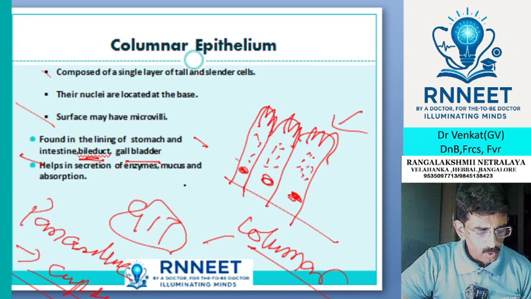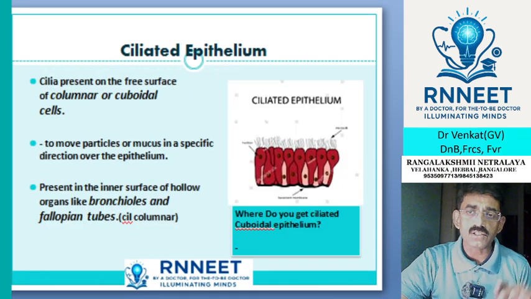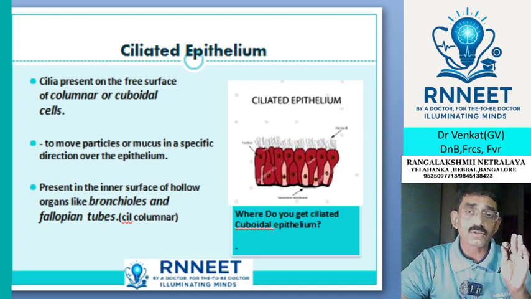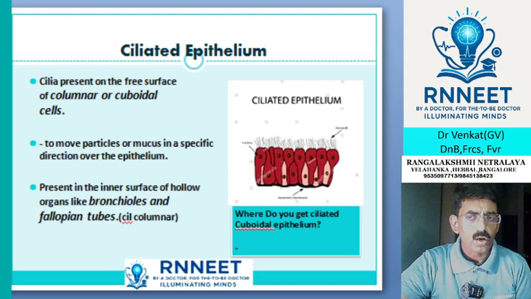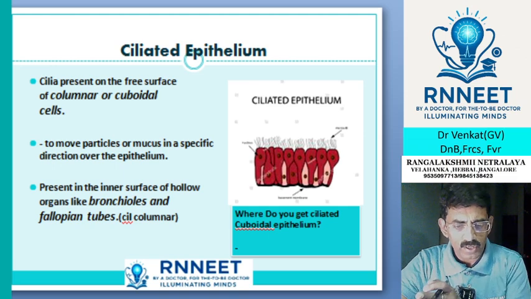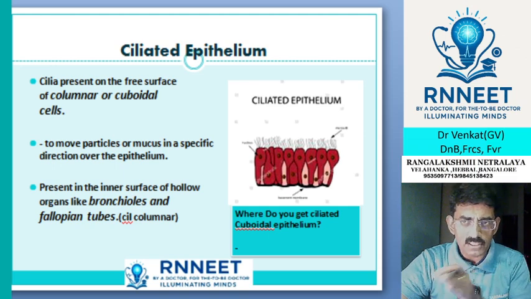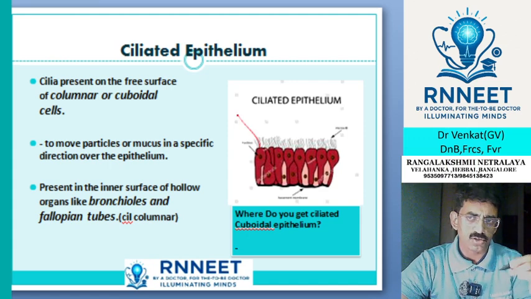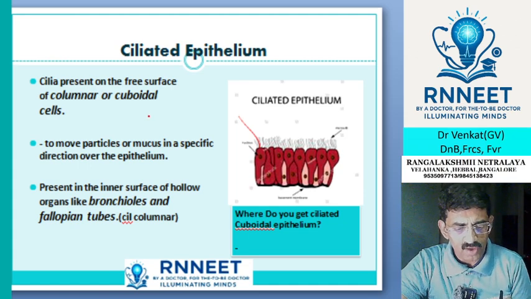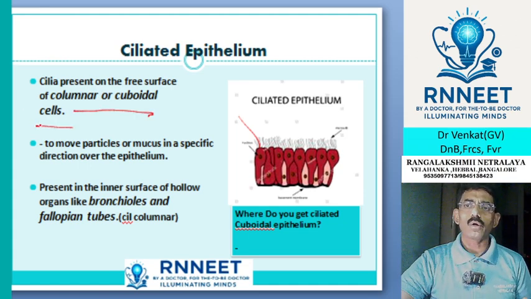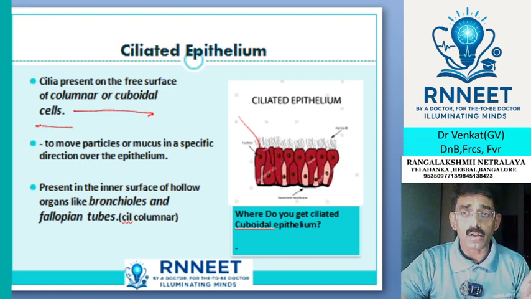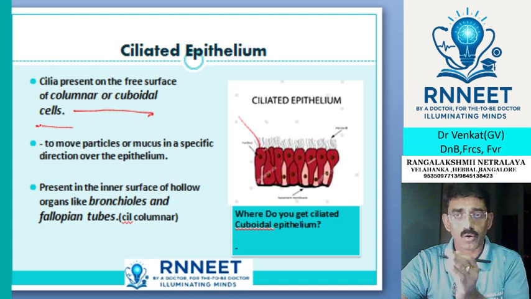Okay, we come to the next important part, which is called the ciliated epithelium. Now, what is the ciliated epithelium? Is it something different from squamous, columnar or cuboidal? It is different, but how different? Simple. It is either a cuboidal cell or a columnar cell, and this particular cell, apart from having microvilli, has thin hair-like structures. So they are cuboidal, or you can say columnar. What is their purpose? To allow movement of particles, or mucus, in a specific direction.